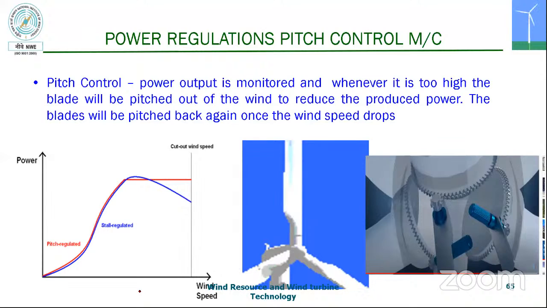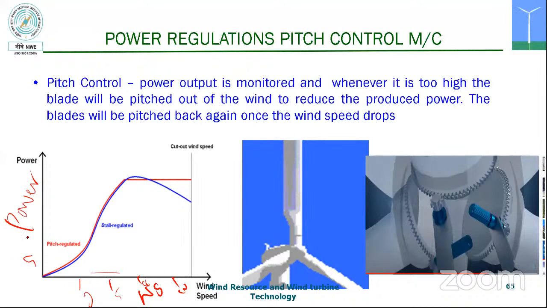You can see the power curve. Power curve is nothing but the x-axis is the wind speed and the y-axis is the power: the wind speed versus the power. So when the wind speed increases, you can see at 3 meter per second, 5 meter per second, 8 meter per second, 10 meter per second, this is the power: 50 kilowatt, 100 kilowatt, 500 kilowatt, 1000 kilowatt. When the wind speed increases, the power also increases linearly.